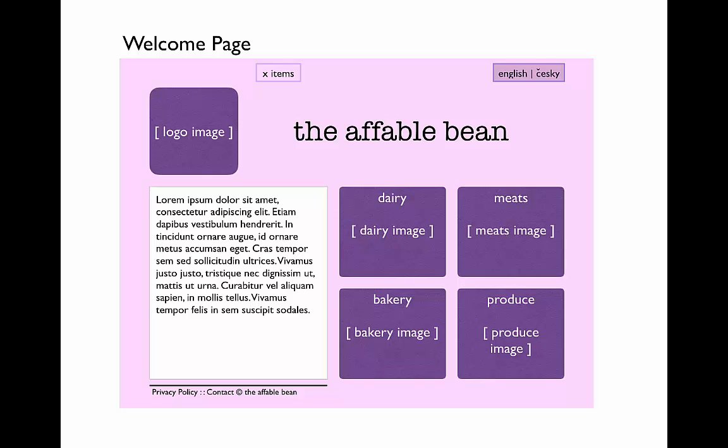The main area of this page is divided into a left and right section. The left section gives you some information about the site, and the right section gives you the 4 food categories you can choose to shop in. On the bottom of the page, there's a footer section that just gives some links to a privacy policy and contact information.